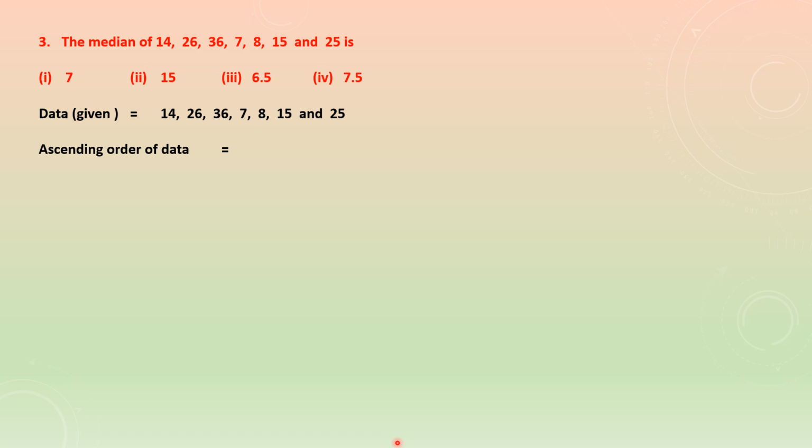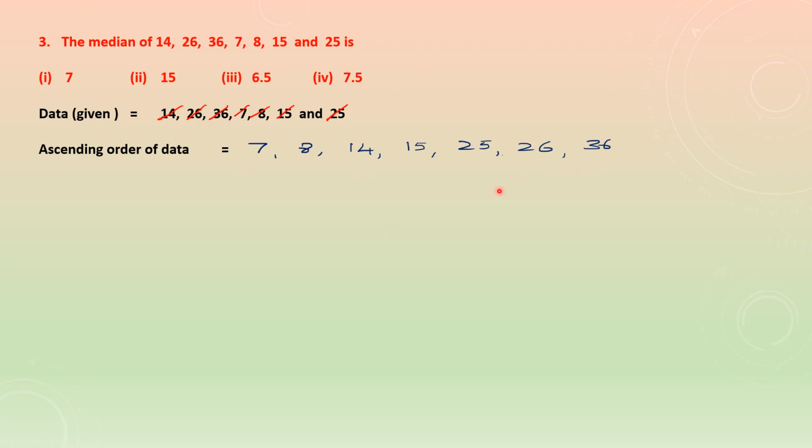So let's begin. Ascending is small to big, so 7 and 8 first. So 7, 8 and then we have 14 and 15. Then we have 25, 26 and 36. So we have 25, 26 and 36. So we have arranged our data in ascending order.